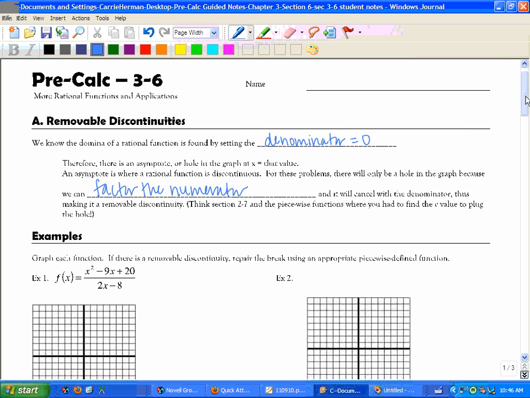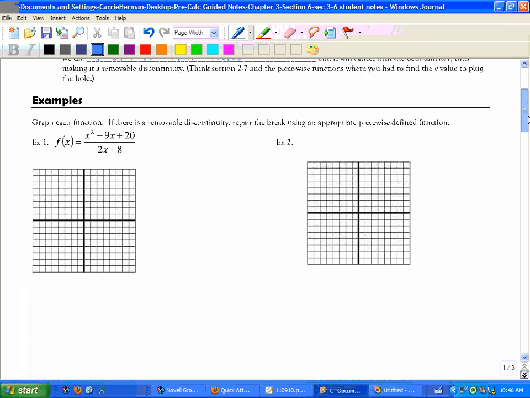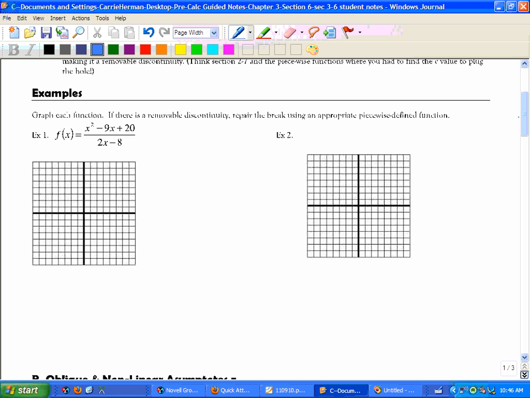So for the example below, we have f of x equals x squared minus 9x plus 20 over 2x minus 8. And so if we factor the numerator, that would give us x minus 4 and x minus 5. And we can also factor a 2 out of the denominator. Thus, the x minus 4's will cancel, and we'll be left with x minus 5 over 2. Or if you prefer to write that in your slope-intercept form, that would be 1/2 x minus 5 halves.